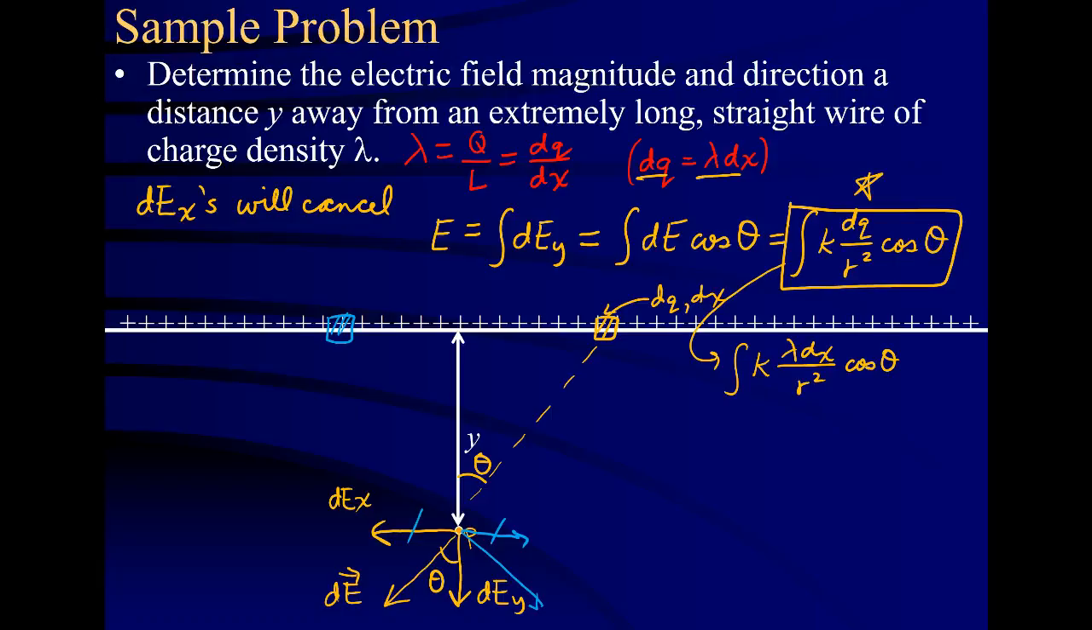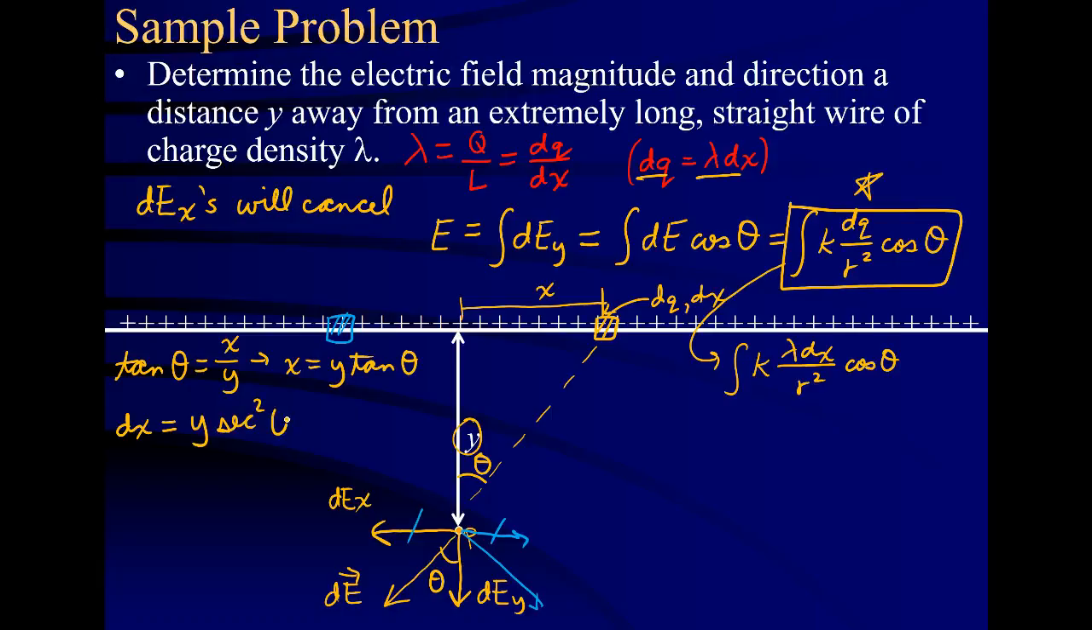nicely. So if we recognize that this distance here is x, and we're given this distance here of y, one thing we could do, and by the way, there are multiple ways to solve this problem, but one way, which is kind of pretty, is to say the tangent of theta in this case is x over y. That means that x is equal to y tangent theta. Now if we do implicit differentiation on each side, we can see that dx is equal to y, which is a constant, times the secant squared of theta d theta.